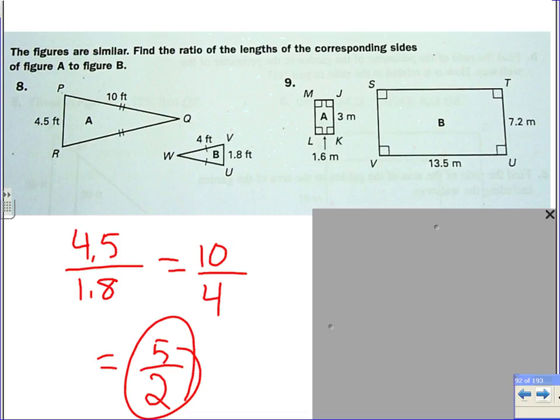Alyssa? Well, they asked you for the ratio of A to B. So the ratio of A to B is 5 over 2. On a test, I probably would mark that wrong. Homework, I'm okay with it, but make sure you just understand going from one to the other. Matt?